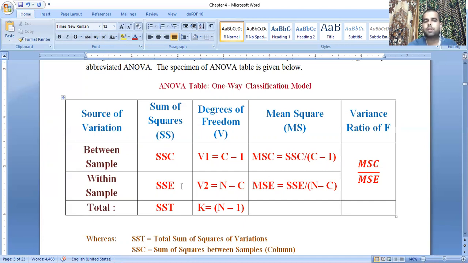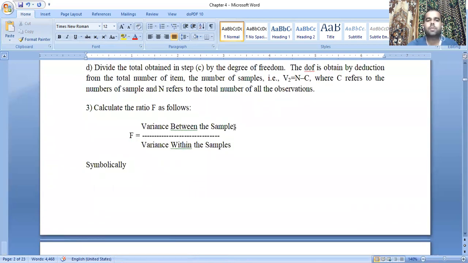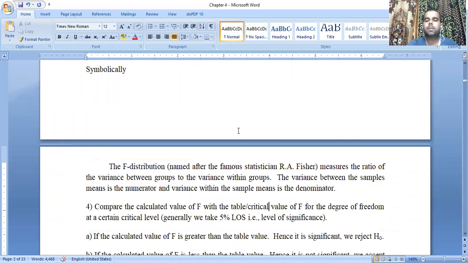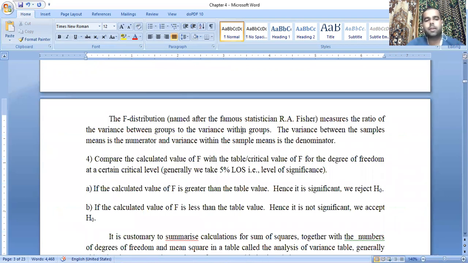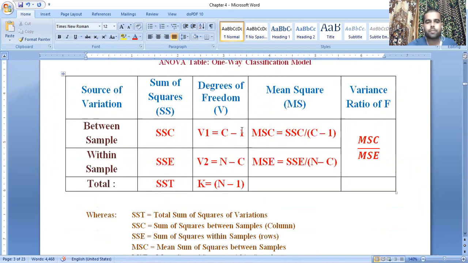Again, in the same way, you can do it within the samples also. SSE, V2 is equal to N minus C. SSE divided by N minus C gives MSE. Finally, F is equal to MSC divided by MSE, that is, the variance between the samples divided by the variance within the samples. These are the steps involved in calculating one-way classification.